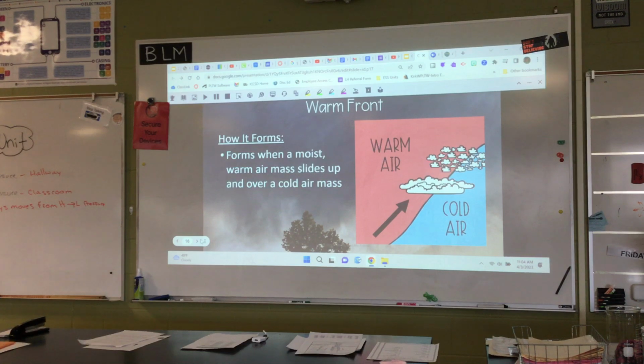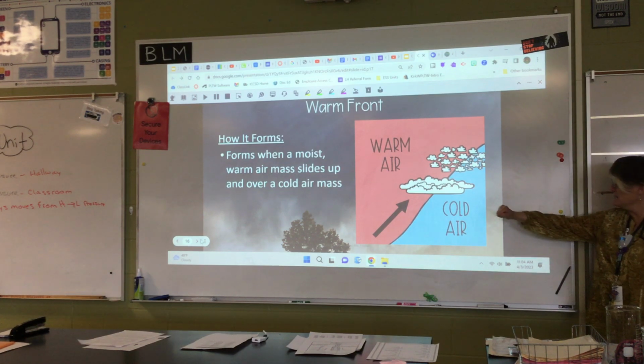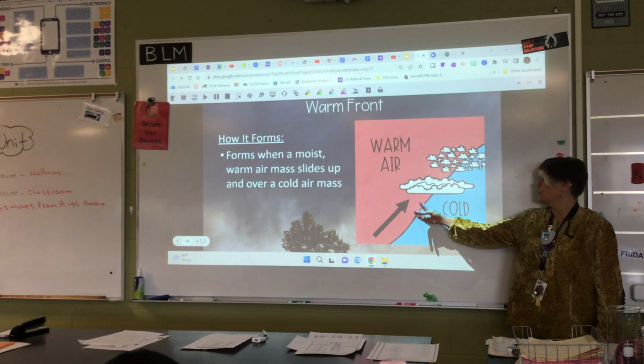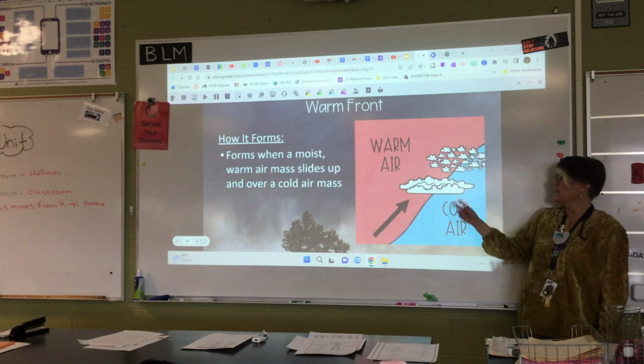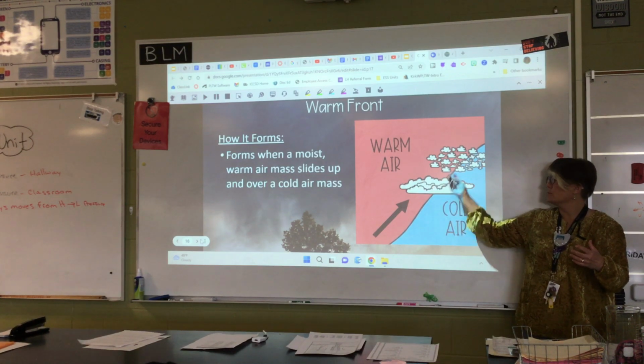How does it form? It forms when moist, warm air slides up and over a cold air mass. Cold air is dense, it wants to stay in place. So it's like driving a car up a ramp. It just slowly lifts up, the moisture falls out in condensation and forms clouds.